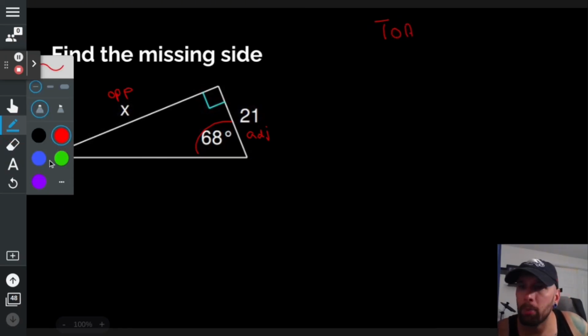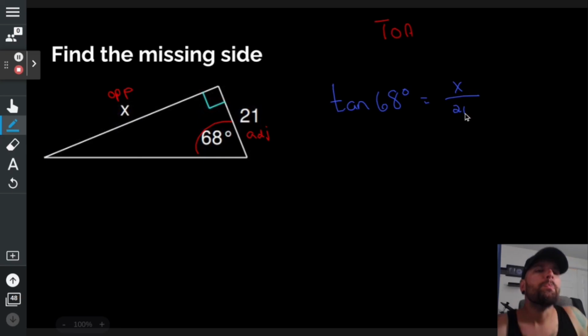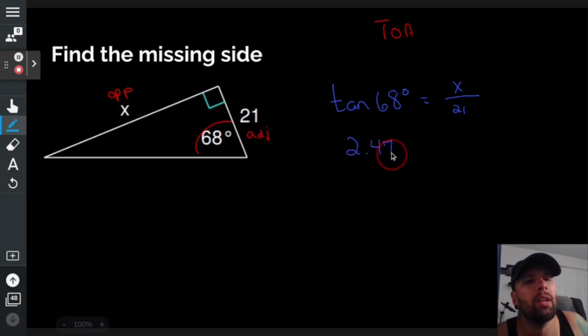Let's set it up. Very similar to the last one, I'm not using theta, I'm given the angle measure. So tangent of 68 degrees is going to equal the opposite, which is x, over the adjacent, which is 21, 9 plus 10. Okay, you run to your calculator and you type out tangent of 68 degrees. So tangent 68, and it's going to be a terrible number, 2.475. So you have 2.475 equals x over 21.